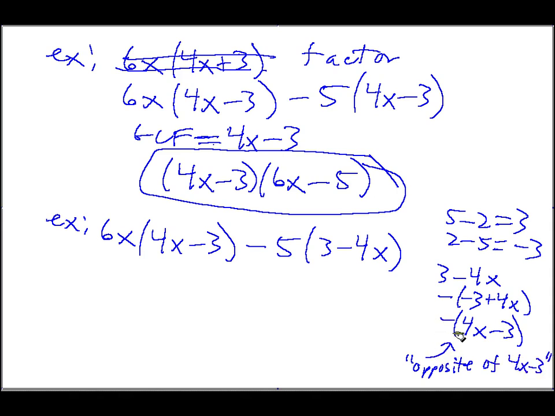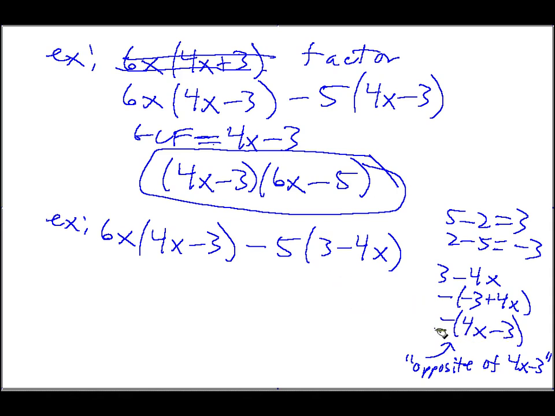All right. So again, my point is, if you change the order of the subtraction around, you get the opposite of the original answer. So 3 minus 4x, which is switching the order of 4x minus 3, is what? The opposite of 4x minus 3. So knowing that, I can replace this 3 minus 4x in this second expression with the opposite of 4x minus 3.